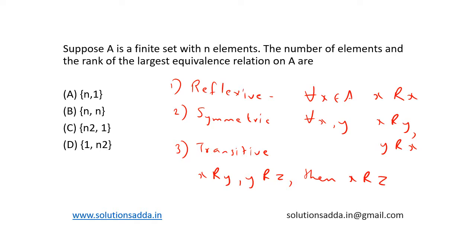So now let's see the largest number of elements on a set A with n elements that is possible, which is an equivalence relation. If we have n elements, then at maximum we can have n square elements in the largest equivalence relation. So this is the answer for the largest equivalence relation with n elements. The answer is n square.